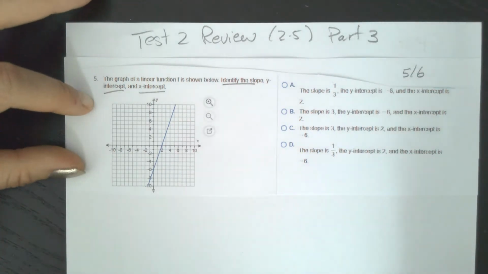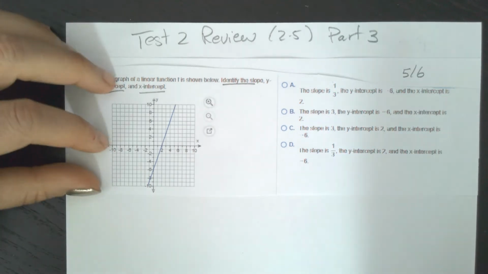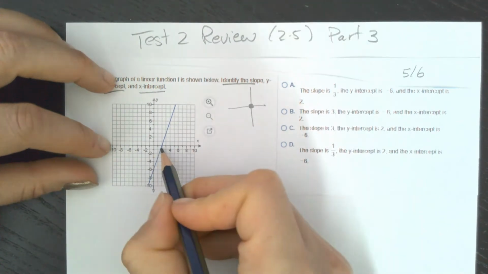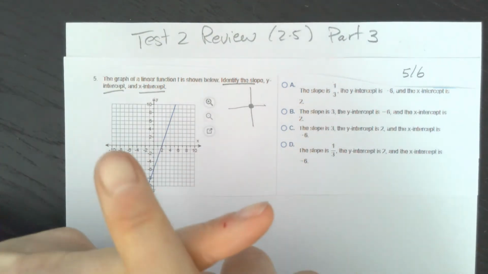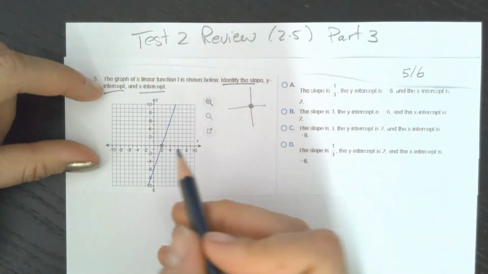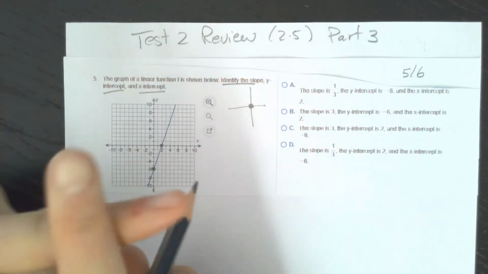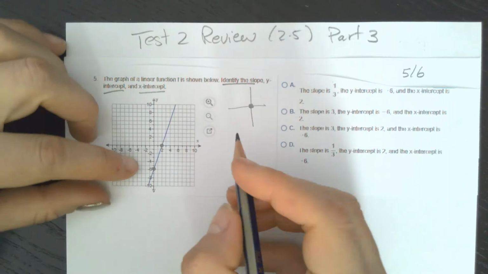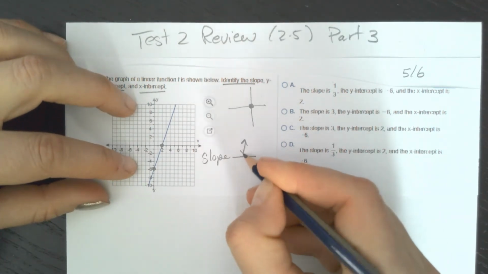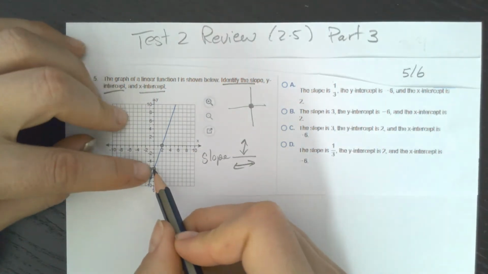Okay, so for slope, we have to just find two nice points that intersect the lines exactly at the intersection. So here's a nice point, and here's a nice point, because they intersect right in the middle of that intersection. So all I want to do for slope is find how much up or down it goes and how much left to right it goes. So let's start at the bottom one, and we want to get to the top one.